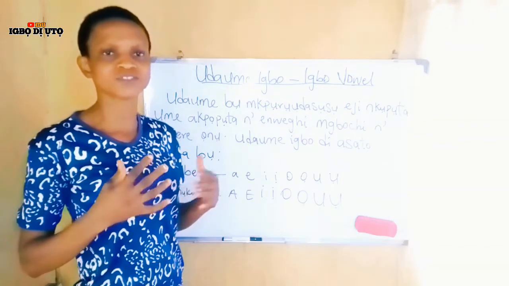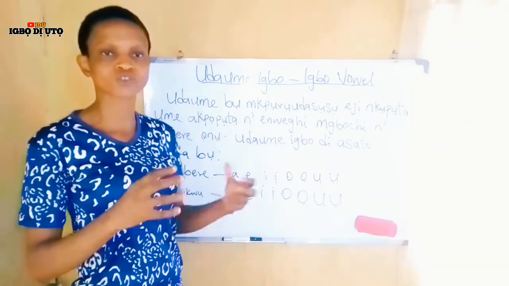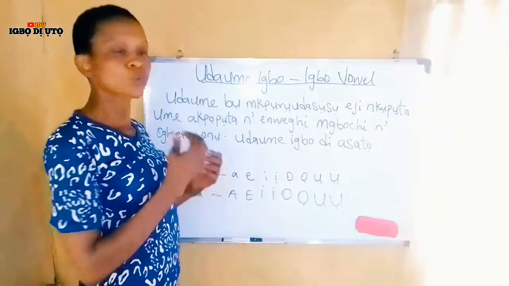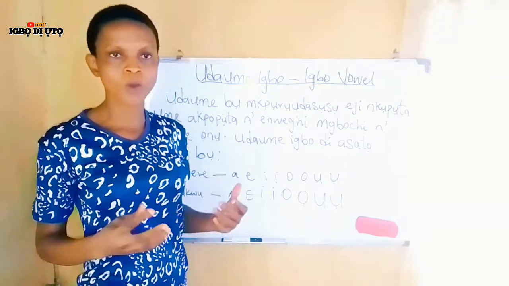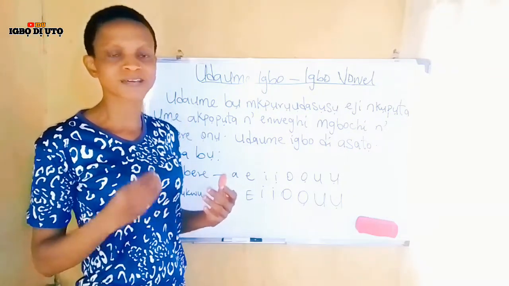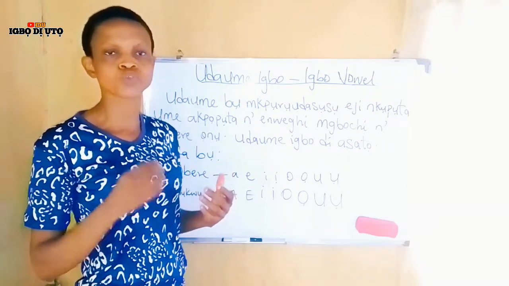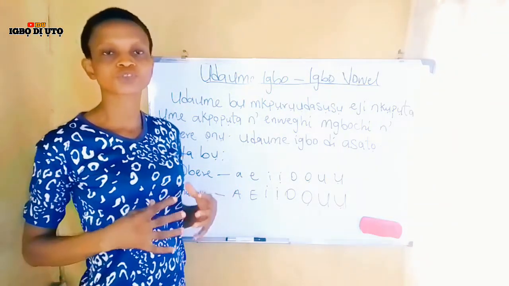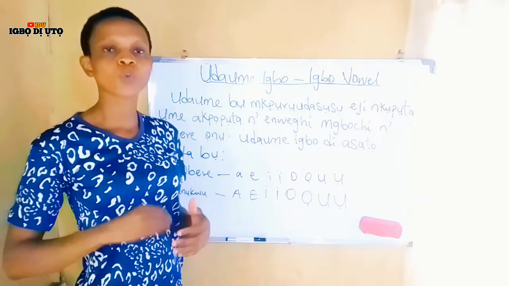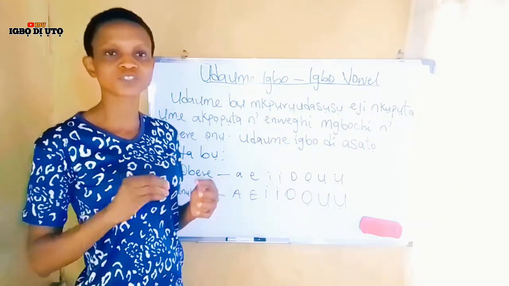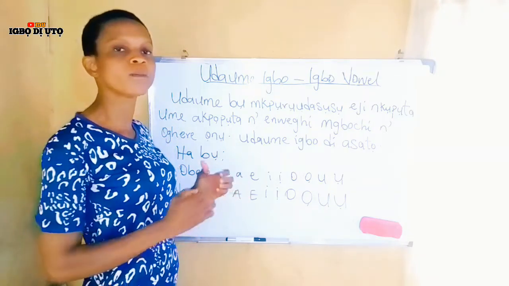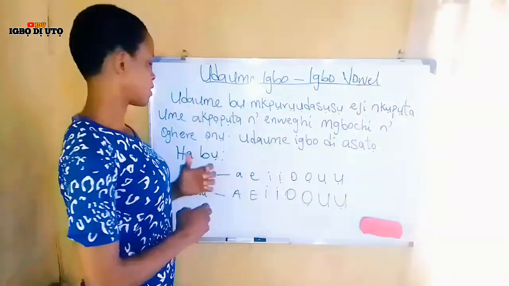You see how my mouth is moving. Nothing obstructs me from talking. That's what udaume means. So in English, udaume, that is vowel, is a speech sound that is produced with part of the breath without obstruction in the mouth opening. So when you are pronouncing it, there is nothing that obstructs your mouth from being open. That is what vowel means in English.